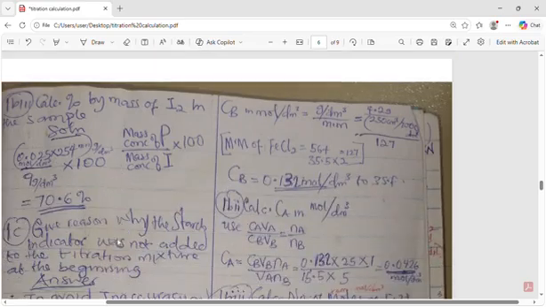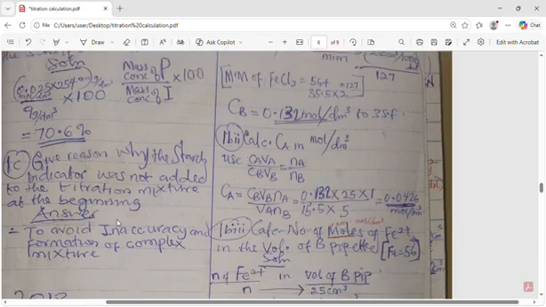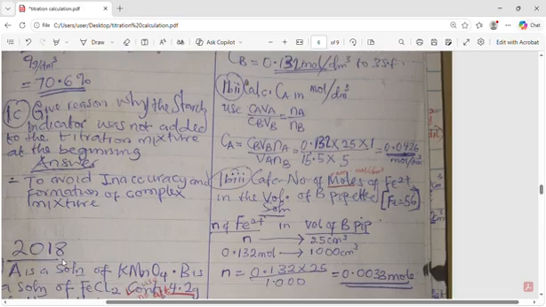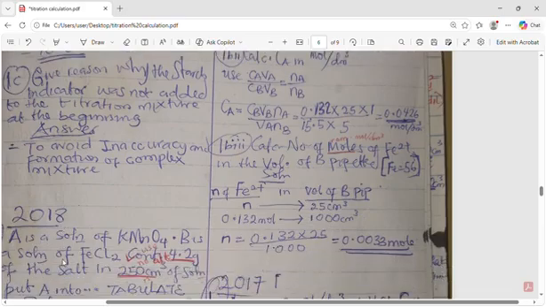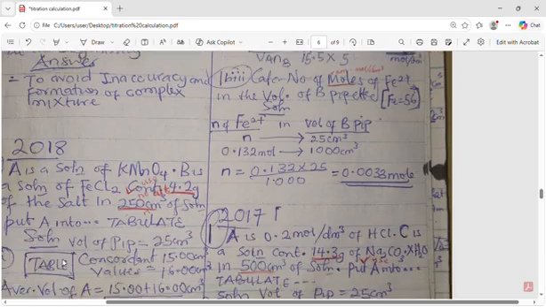They say give a reason why starch indicator was not added to the titration mixture at the beginning. Because in redox they said we should add starch, and we did not add it at the beginning. Why? To avoid inaccuracy and formation of a complex mixture. If you add the starch from the beginning, you make the mixture so complex. It's just like when you are cooking beans and you add palm oil from the beginning, it will affect the way the beans will look at the end.